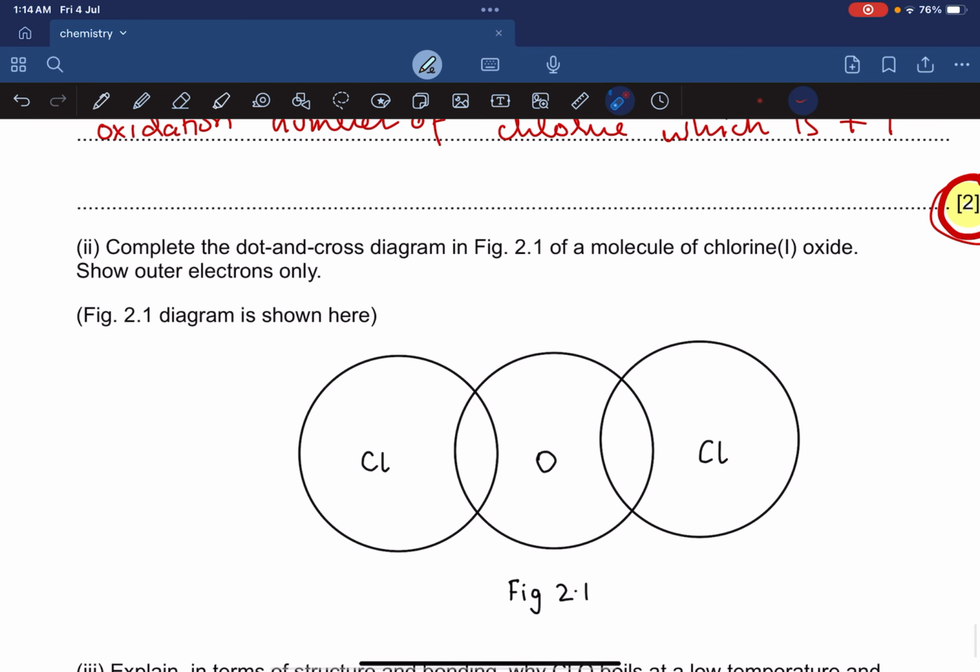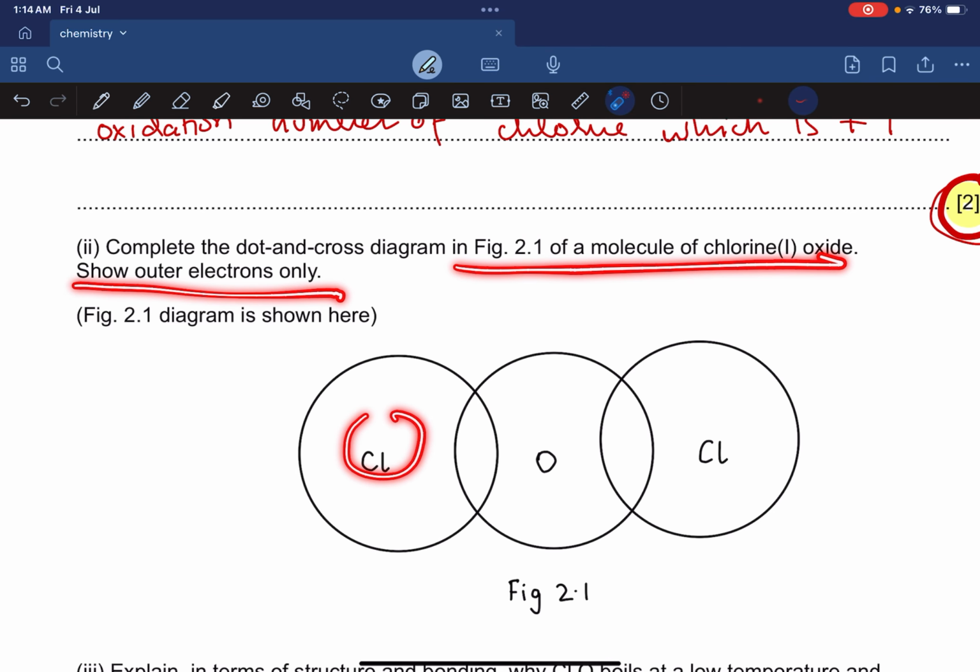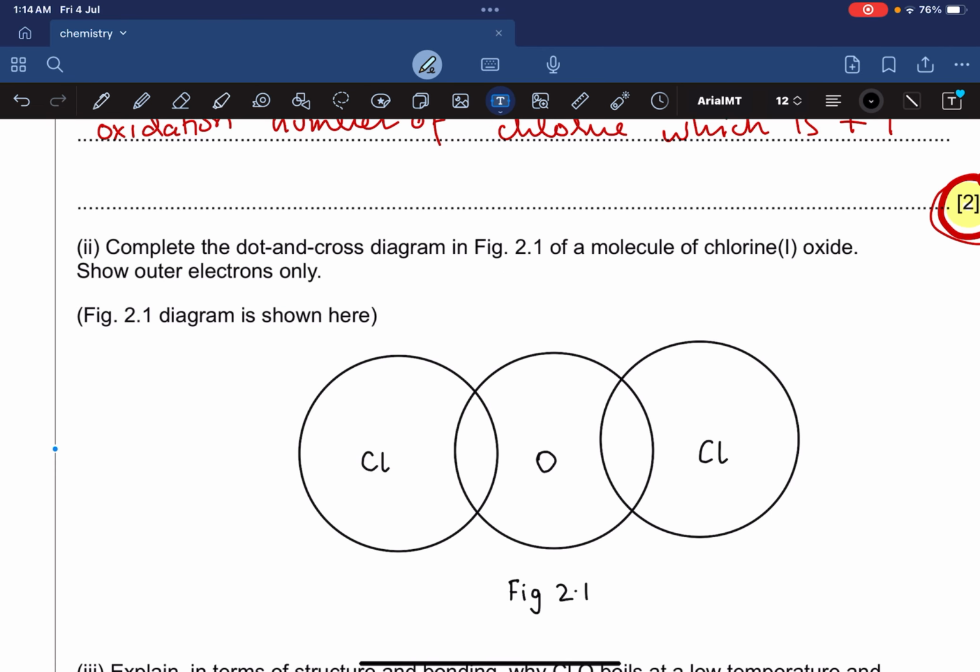Moving on, complete the dot and cross diagram in figure 2.1 of a molecule of chlorine dioxide. Show the outer electrons only. We don't have to do anything inside. We just have to make a single bond over here. You also had to realize one other thing, that oxygen only makes 2 bonds, because oxygen is in group 6.